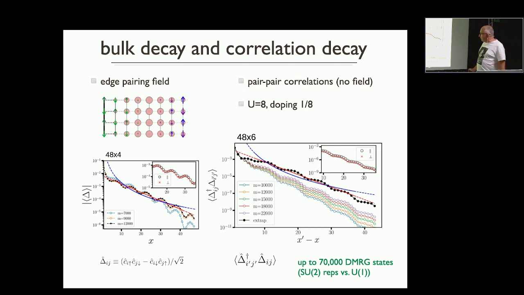So what you see is the bond dimensions that you have to use are pretty crazy, and still you have to extrapolate. In fact, because this was non-abelian, this is a calculation which uses up to a bond dimension of 70,000. Those in the audience who have used such methods know what that means, and still you have to extrapolate. But what you see consistently across all the calculations is there's an exponential decay of the pair-pair correlations. It decays also exponentially from the edge pairing field, so it doesn't look like superconductivity.